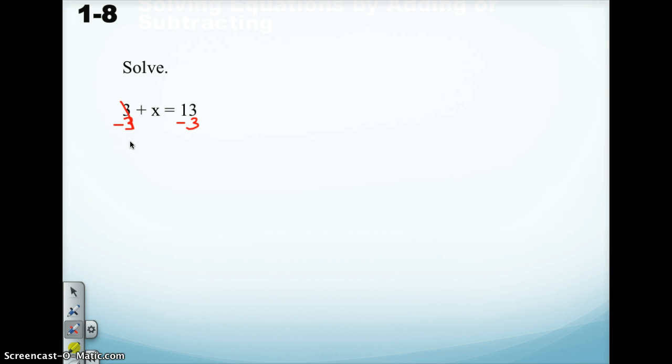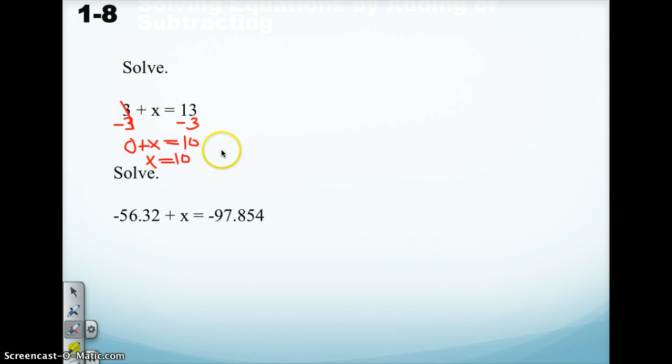So 3 minus 3 would give us 0. We still have plus x, and 13 minus 3 gives us 10. Now we know 0 plus x is x, so x equals 10. We've proved it. We've shown our work.